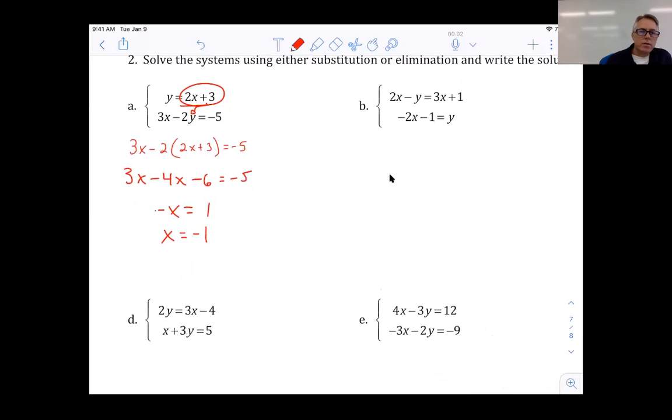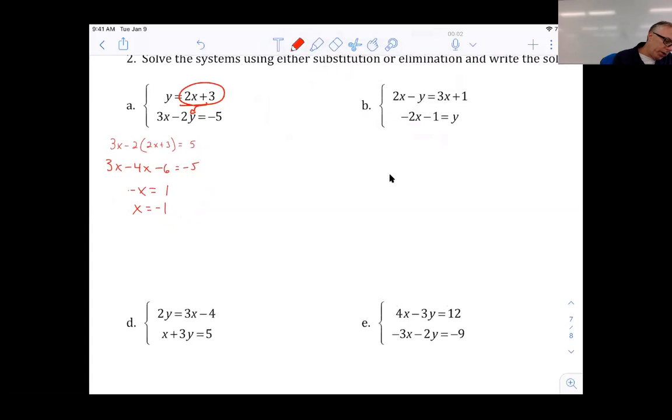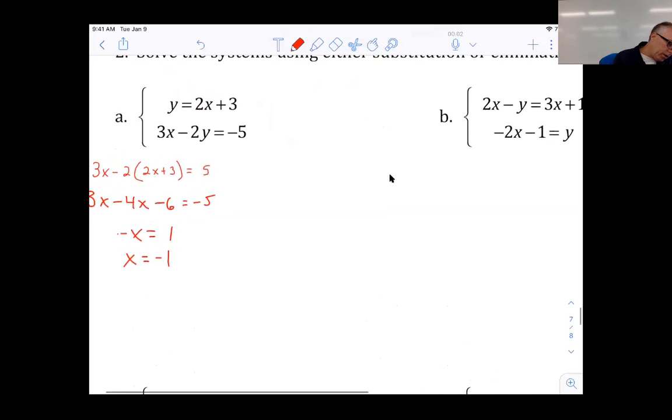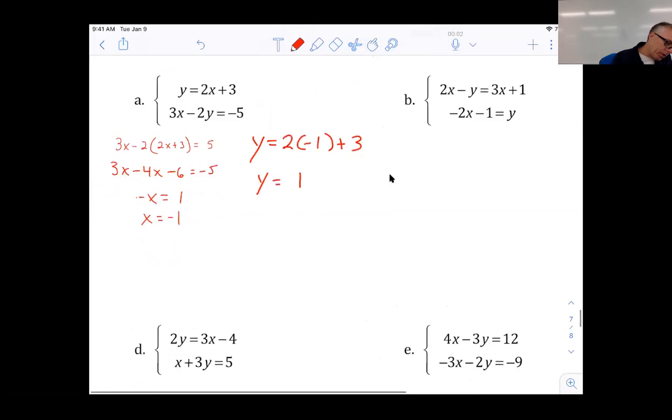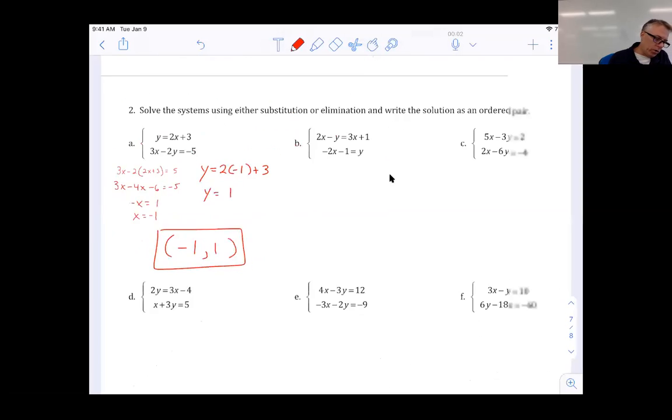And so I got x is equal to negative 1. It's only half my answer, though, but it is the hard half. The other one is easier to find. Now I take negative 1, and I can plug it into either equation. But again, it's easier to plug into the top one than the bottom one, so I'm going to do that. I'm going to plug negative 1 in for x there. So we get y equals 2 times negative 1 plus 3, or y equals 1. And so our solution, as an ordered pair, is negative 1, 1.